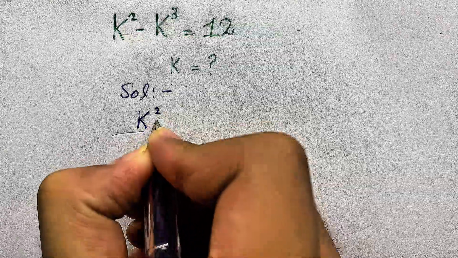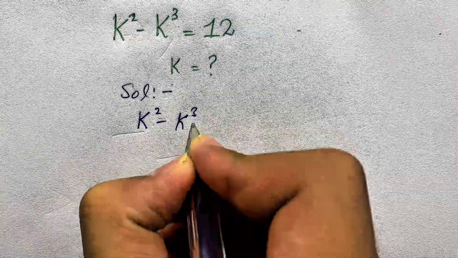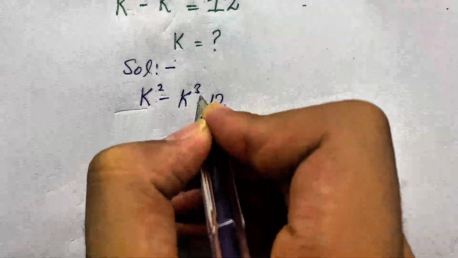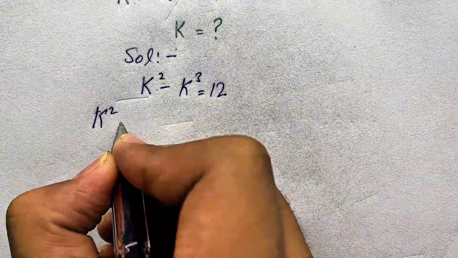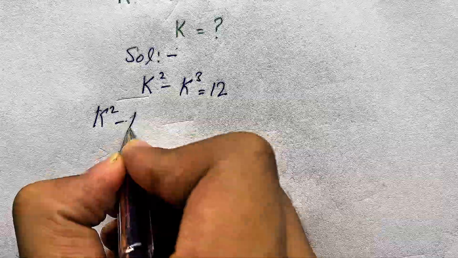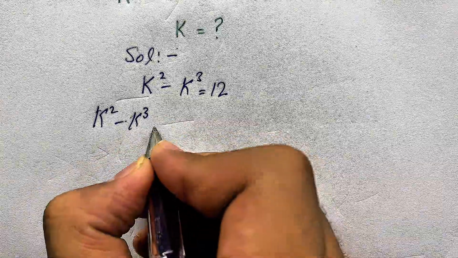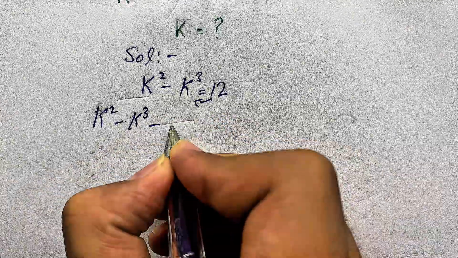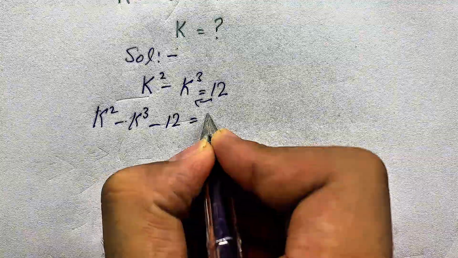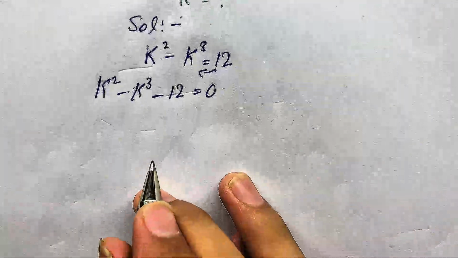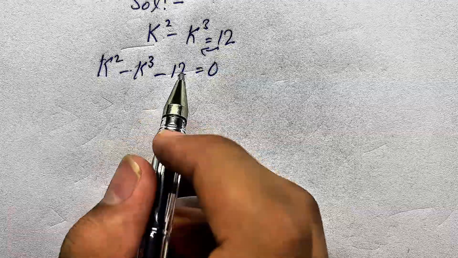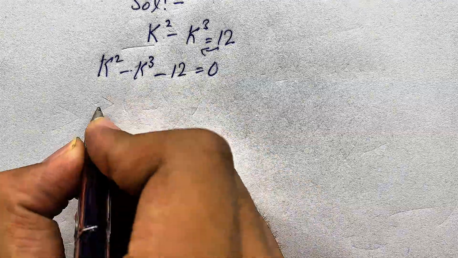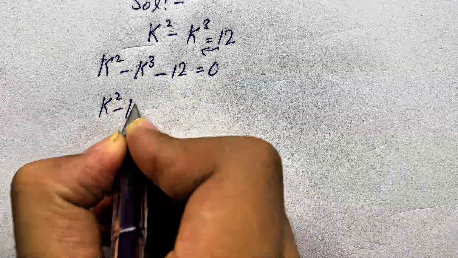k^2 - k^3 = 12. That's our question. Now, as you know, k^2 - k^3, move this to this side, minus 12 is equal to 0. Now, k^2 - k^3 - 12 = 0.